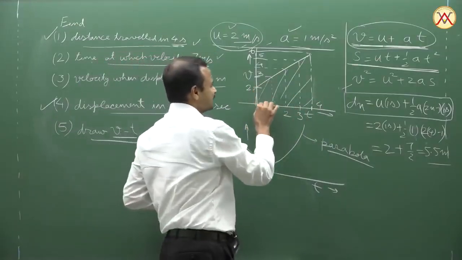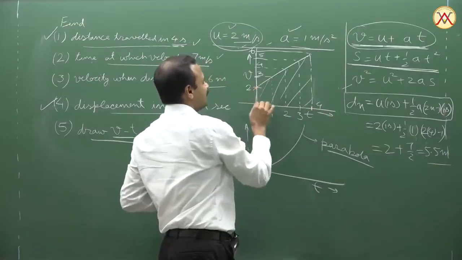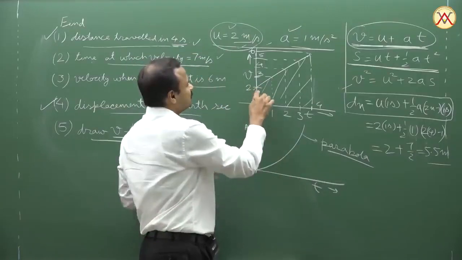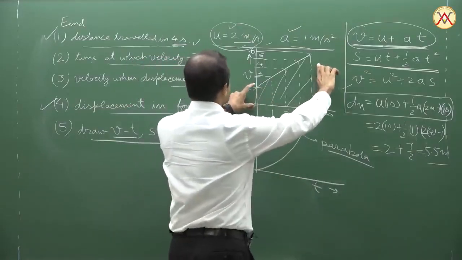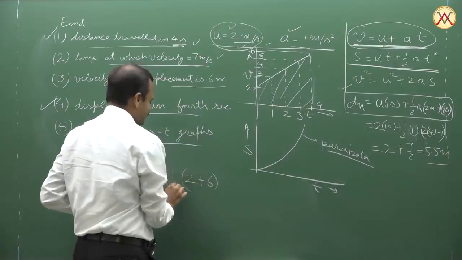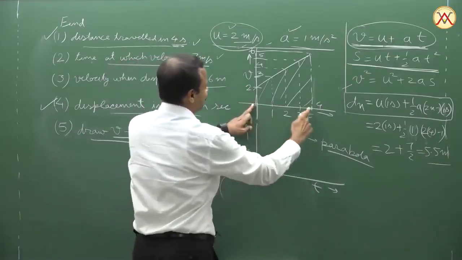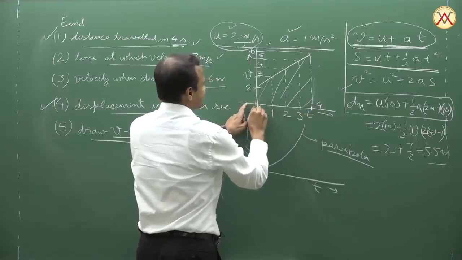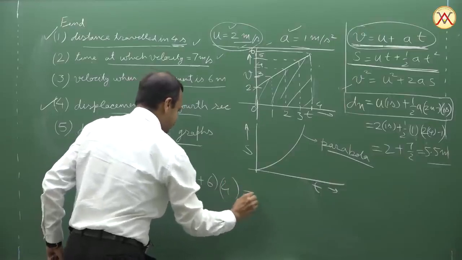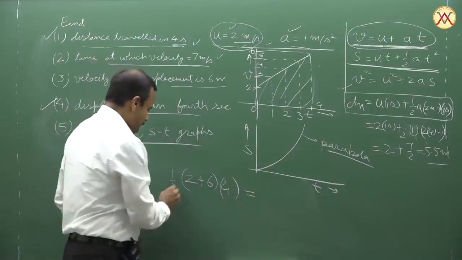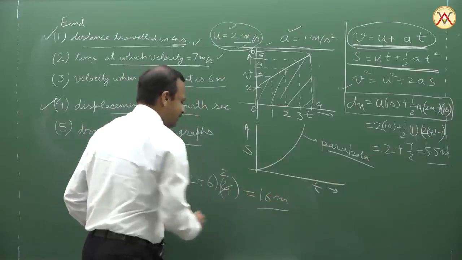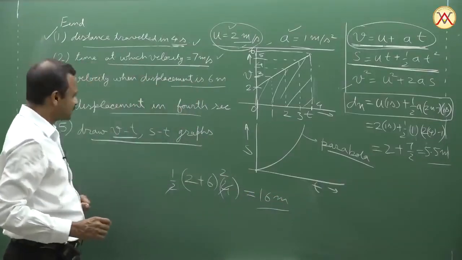You can see this is a trapezium. You can calculate its area. Its area will be what? The sum of parallel sides, 2 plus 6. Half of this multiplied by gap between the parallel sides, which is 4 minus 0, 4 seconds. So this gives you 8 multiplied by 2 equal to 16 meter, which was the answer of first part.